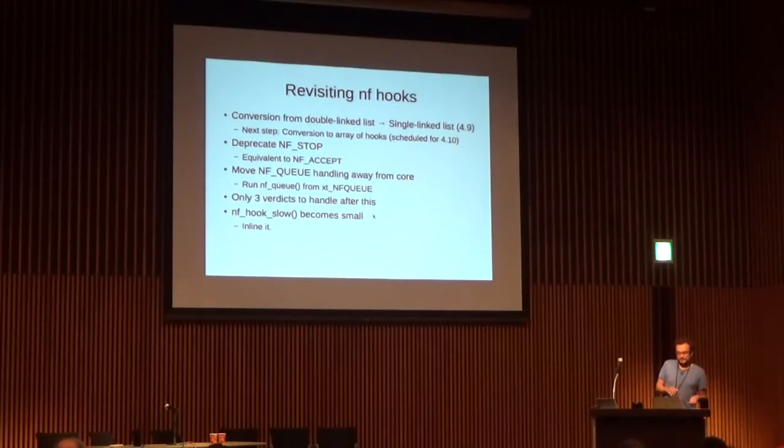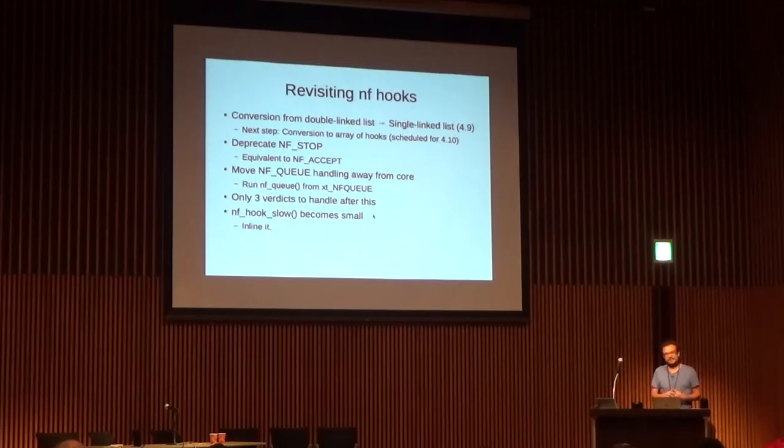So we are just going to get that NF stop out of the core at the cost of adding a bit more code to the BR netfilter thing. So that is the only one using it. Another thing is to get NFQ out of the core path.